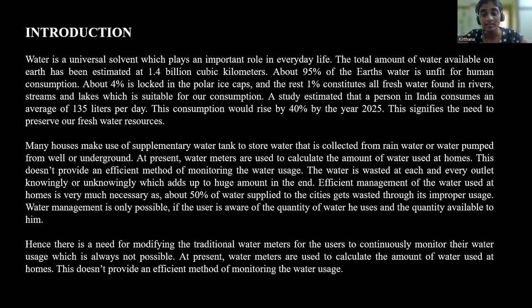Water is wasted at each and every outlet, knowingly or unknowingly, which adds up to a huge amount in the end. Efficient management of water use at homes is very much necessary, as about 50% of water supplied to the cities gets wasted through improper usage. Water management is only possible if the user is aware of the quantity of water he uses and the quantity available to him. Hence, there is a need for modifying the traditional water meters for users to continuously monitor their water usage, which is not always possible.